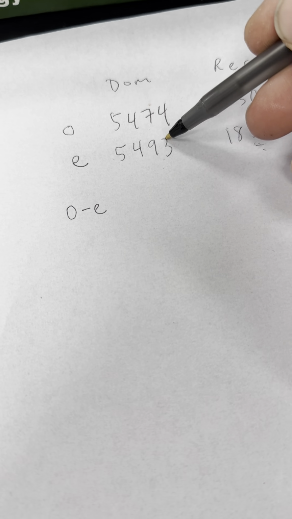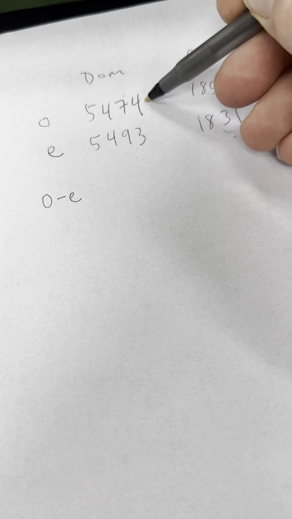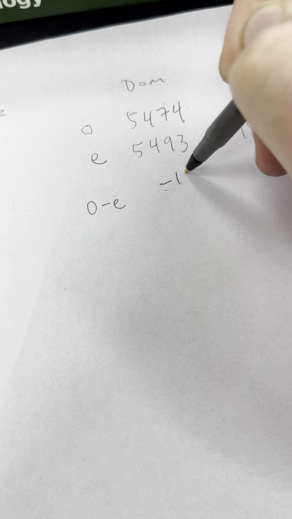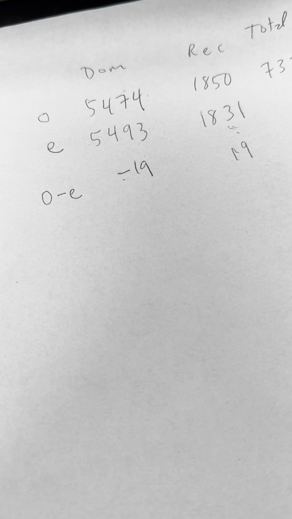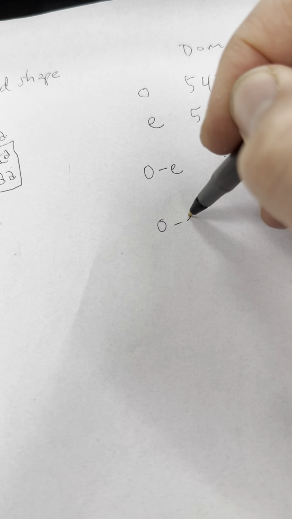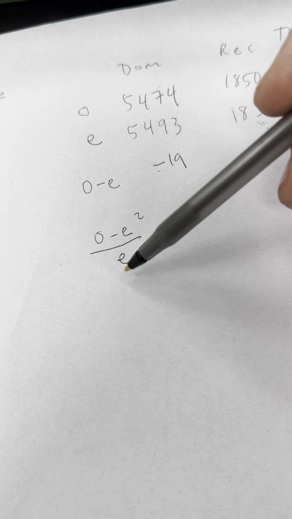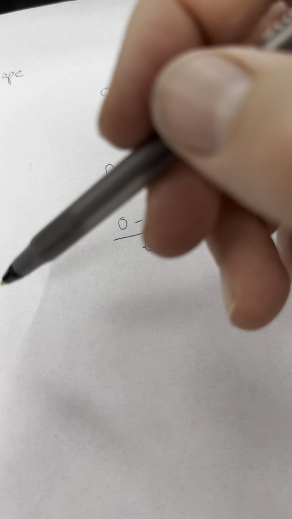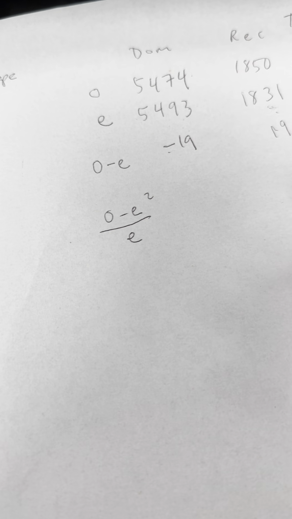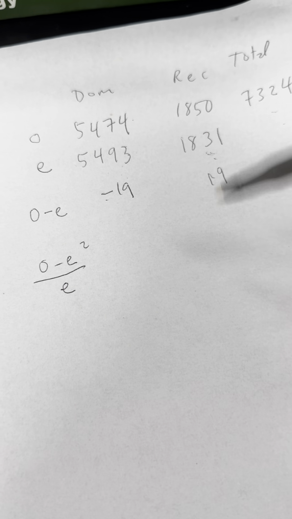So the next thing to do is observed minus expected. And if I do this math here, I subtract this from this, I'm going to get -19. And over here, I'm going to get +19. That's not weird. A lot of times these will come out with the same number there. And then observed minus expected squared over expected. You're going to have the formula sheet, but the formula sheet is just going to say what the chi-square formula is. It's not going to break down all these steps for you. So you're going to have to remember to do this.